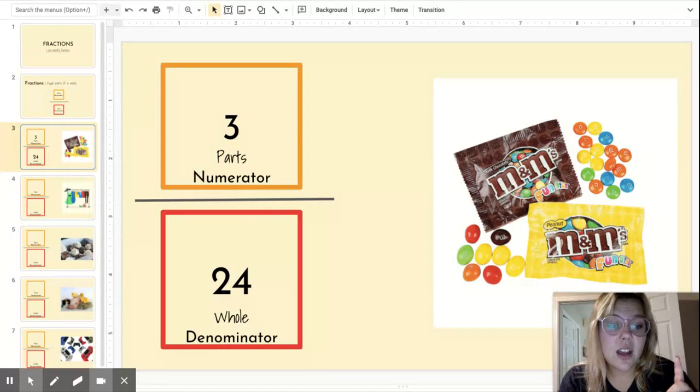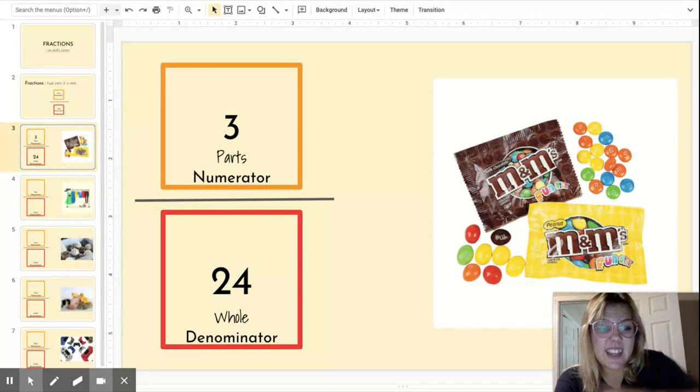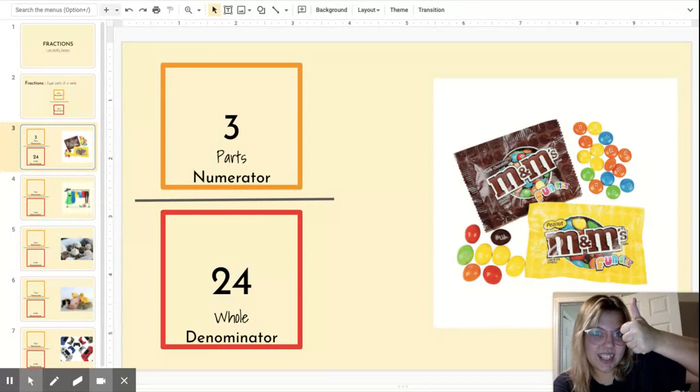This time, Mrs. Price is going to find the denominator, and I want you to help me find the numerator. Think you can do it? Give me a thumbs up if you're ready. Oh, I love all those thumbs up. Let's go.